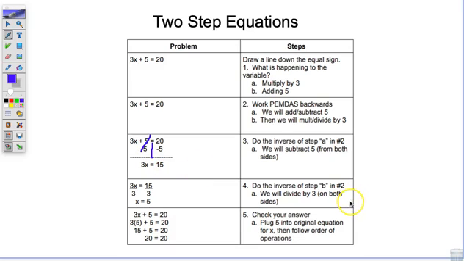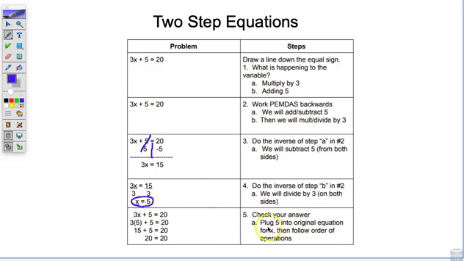Next, we'll do the inverse of step B. You can see we're multiplying x by 3, so we have to do the opposite and actually divide by 3. So you can see this line here means division. 3 divided by 3 is 1x, and 15 divided by 3 is 5. So 5 will be our answer, and I definitely want you to circle your answer.